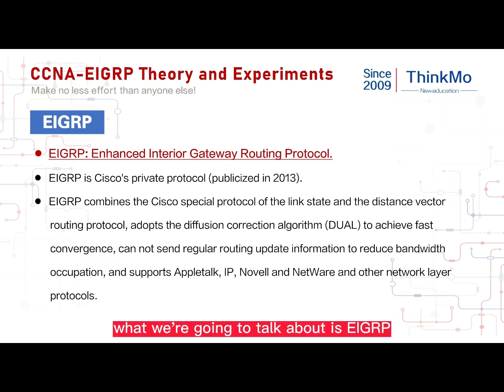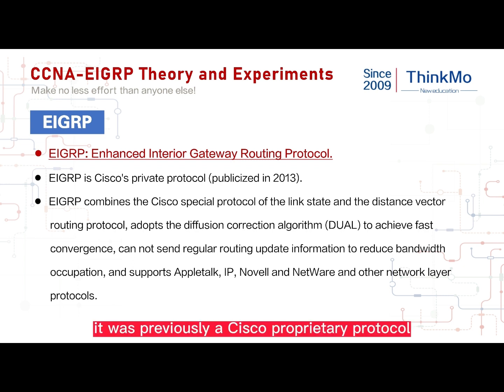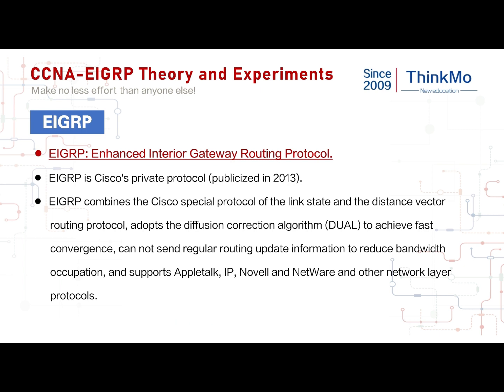Next, what we're going to talk about is EIGRP. That is the first dynamic routing protocol we touch throughout the NA phase. Same as before, let's talk about a distance vector routing protocol and a link state routing protocol. Let's first look at the content of EIGRP. I just introduced it to you. It is also an IGP protocol, Interior Gateway Routing Protocol, also used inside an AS. It was previously a Cisco proprietary protocol, but now it's publicized. So, we often still treat EIGRP as Cisco's proprietary protocol, because very few people actually use it. Unless it's still a pure Cisco environment, otherwise it's hard to see.